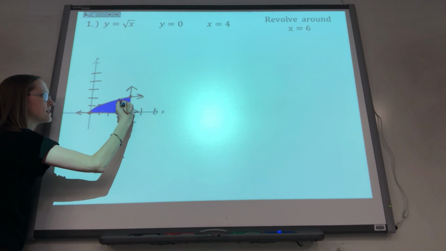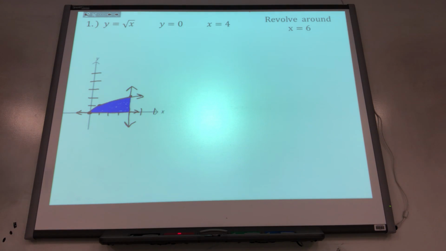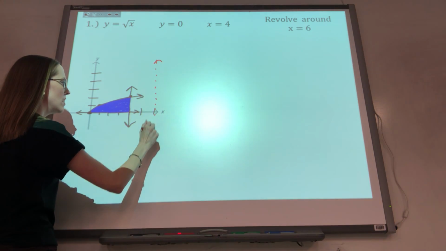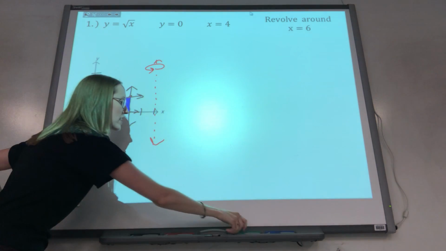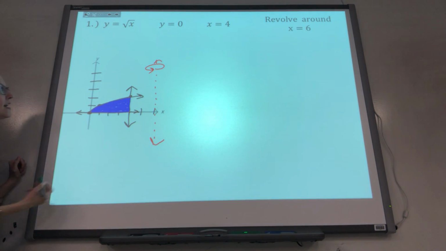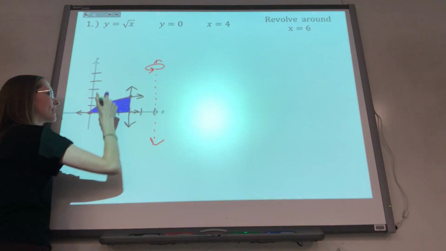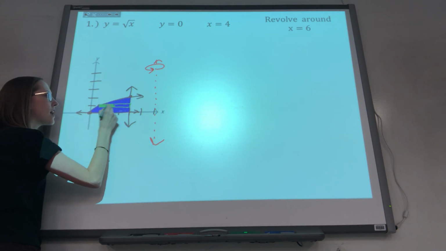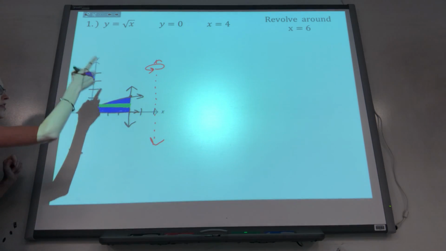And I'm going to put my axis of revolution up here before I decide how to draw the rectangle. Axis of revolution is at x equals 6. So right there. And like we've mentioned this whole section, the rectangle has to be perpendicular to the axis of revolution. It's going this way, so my rectangle, kind of like I showed you earlier, needs to be on its side, more horizontal, so it's perpendicular to the vertical line.